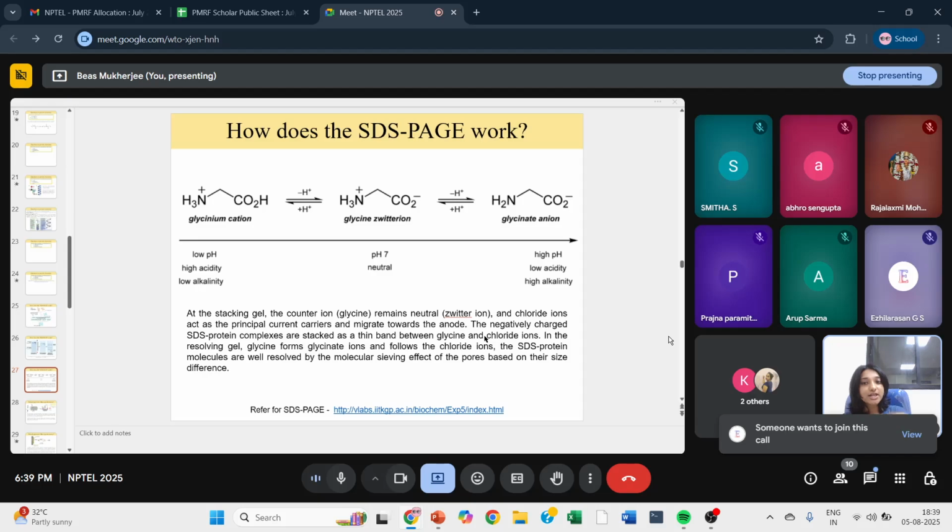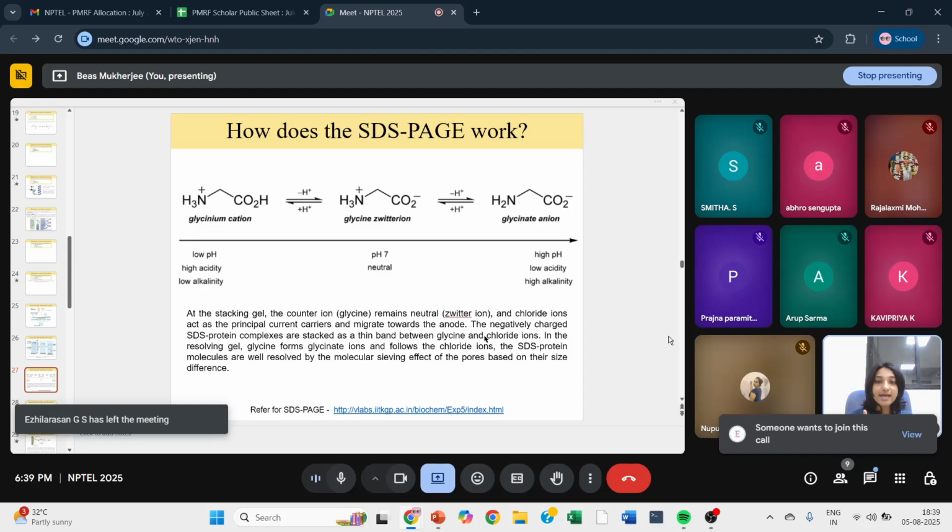In the resolving gel, glycine forms glycinate ion. So it becomes negatively charged because the pI of glycine is around 7, right? It's a neutral amino acid. Its pI is around 7. That is why it becomes negative once that is crossed, and we see that in the resolving gel, the glycine forms glycinate ions and follows the chloride ions.